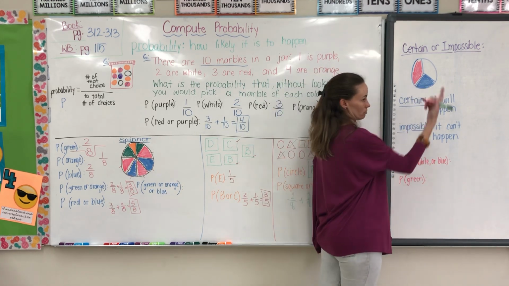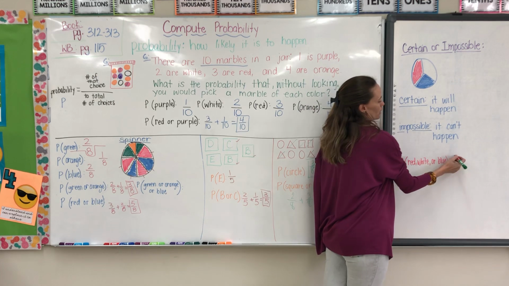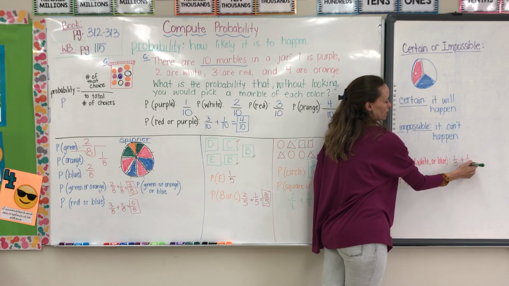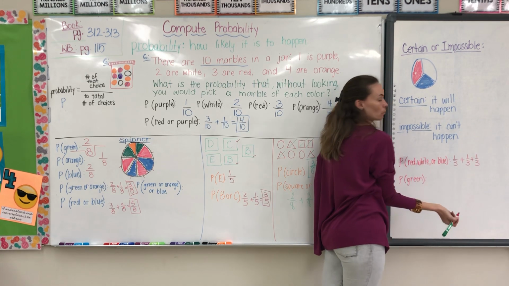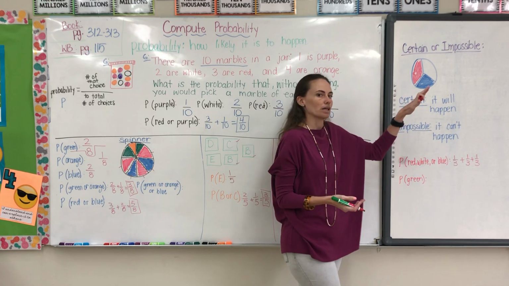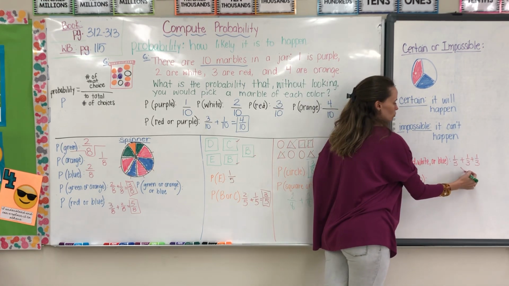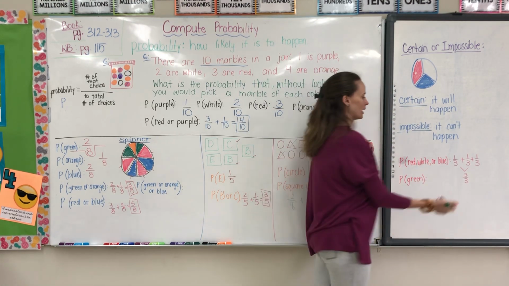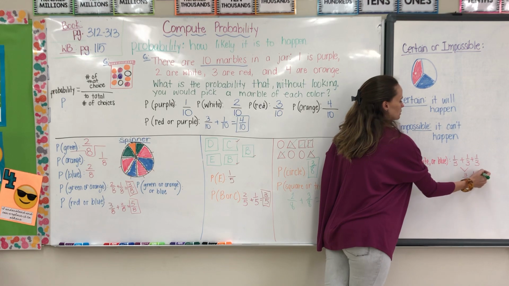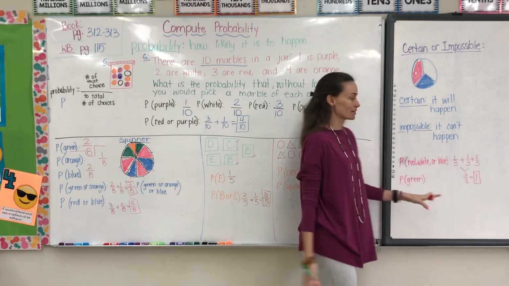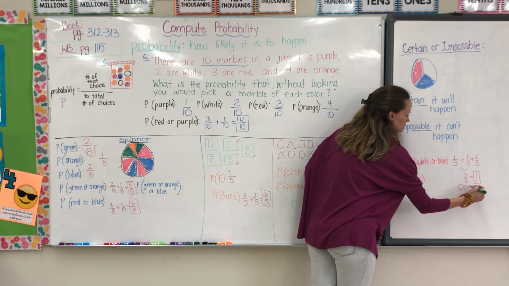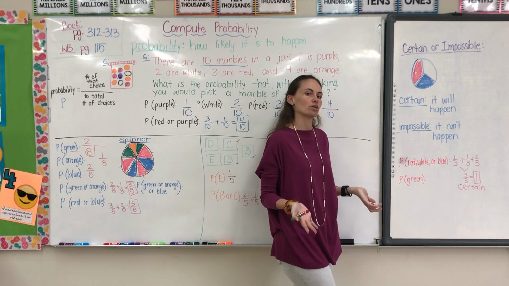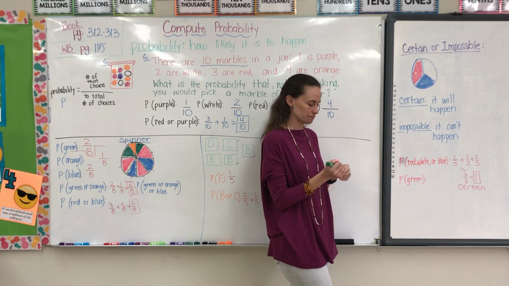So we would do the probability of each. The red would be 1 out of the 3. The white would be 1 out of the 3. And the blue would be 1 out of the 3, because those are the only 3 that there are. When we combine those, we would get 3 out of the 3, right? And we know that that equals 1. So the probability would be 1 because it is certain that it's going to happen. For sure, it's going to land on either a red, white, or a blue, because those are the only options given to us.